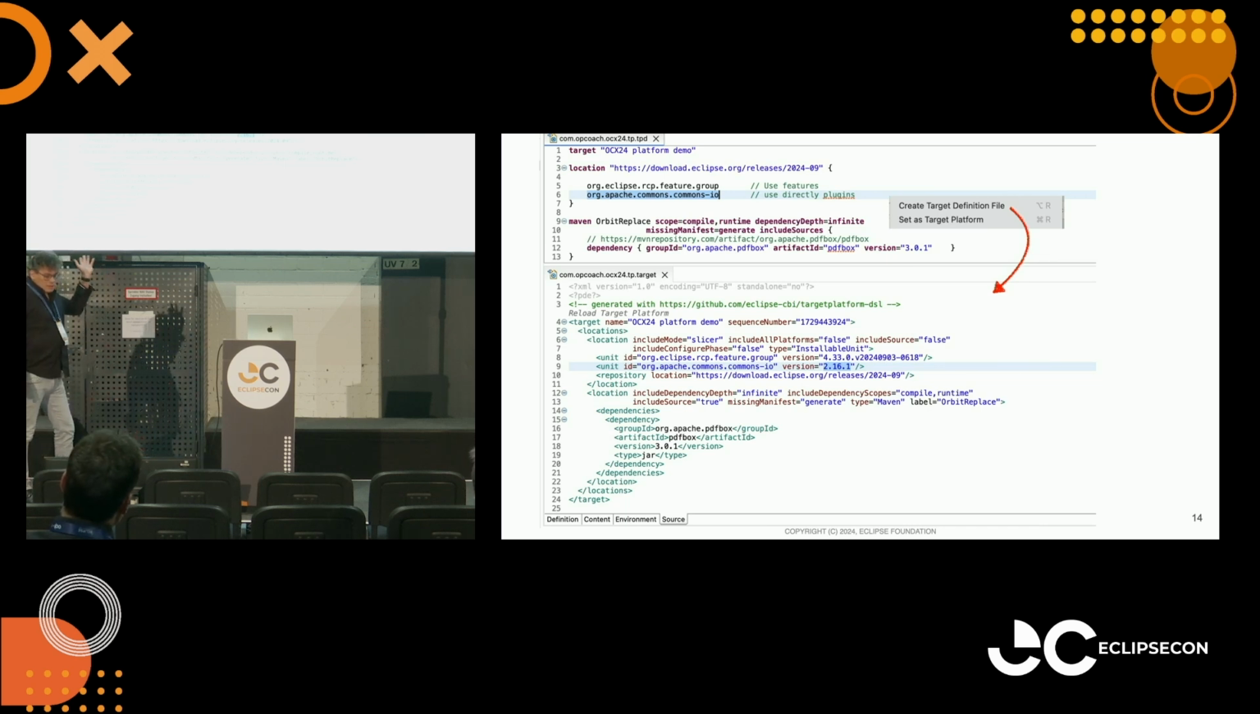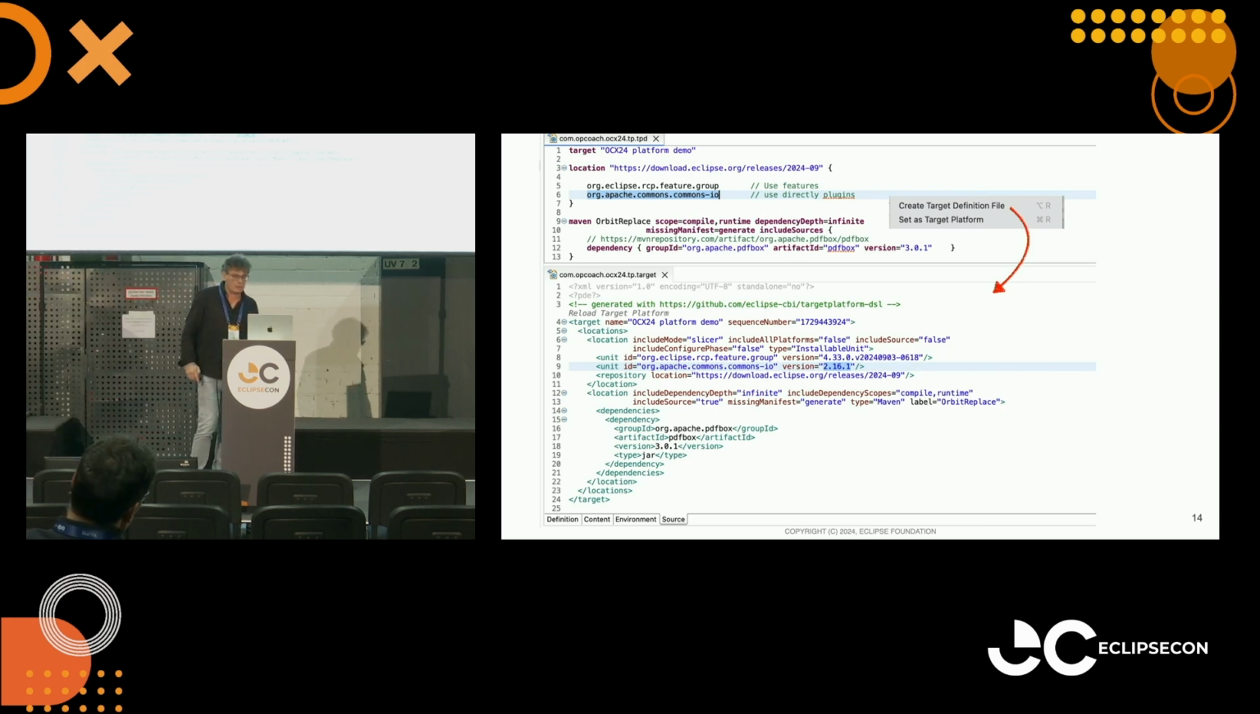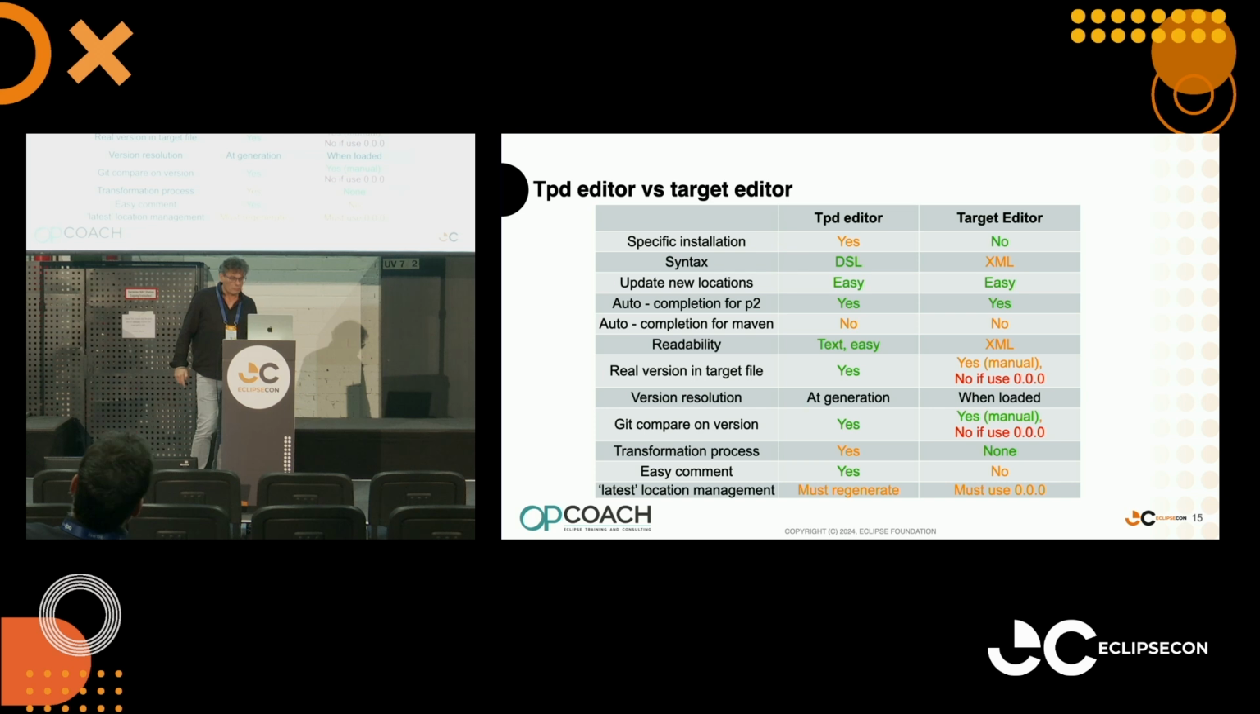So in this example, we could believe that a TPD file with 12 or 13 lines has 24 lines in the target, so that it doubles the number of lines. It's because it's a very small example, but basically you have more text here, of course, but there are not so many lines between the two different files.